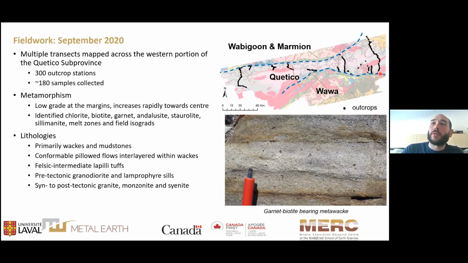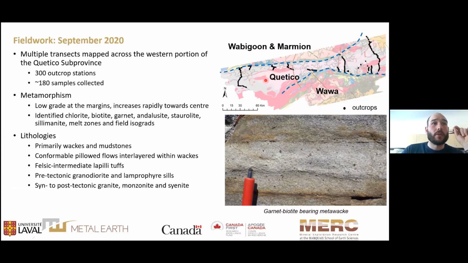Starting from the south, you're increasing the metamorphic grades from chlorite to biotite, garnet, etc., to the partial melting at the center of the province. And this is almost symmetrical. And then you expect to cross the isograds to the north.